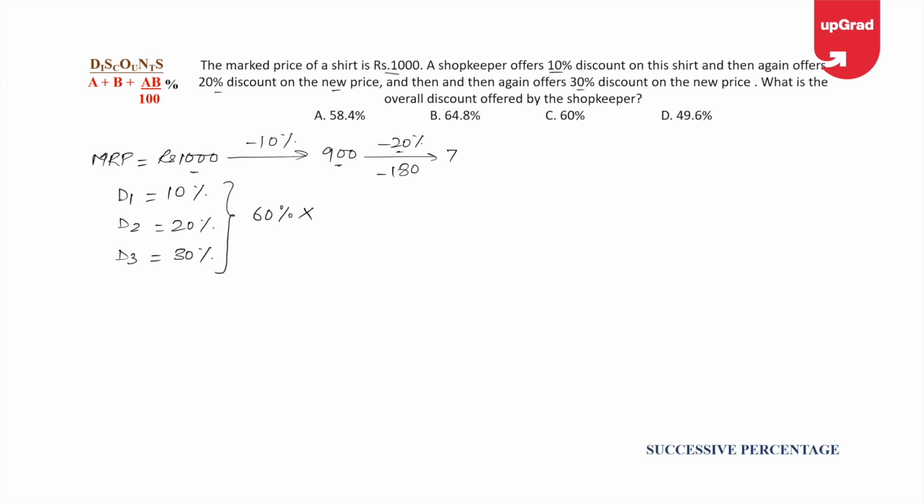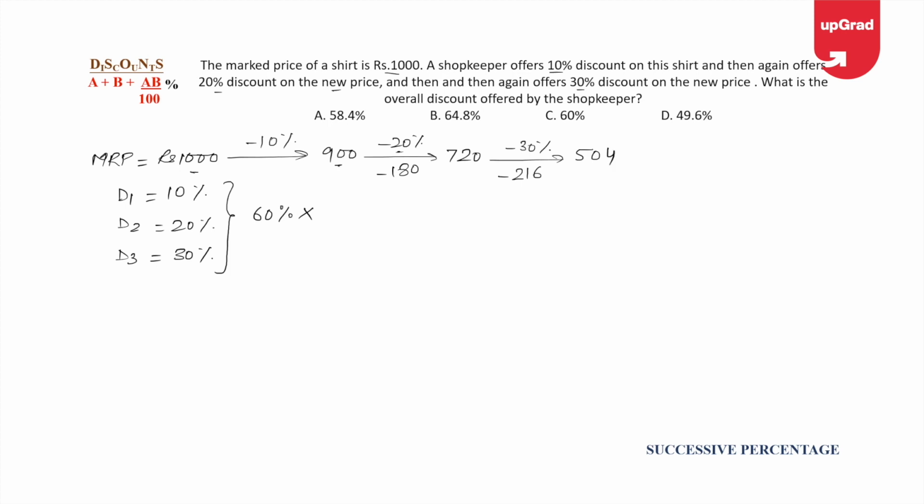So my value becomes 720 rupees. But there's one more discount and this time it is 30%. Now here people feel a little fidgety because 30% of 720, I know it has to be 216. So what am I left with? I am left with a value of 504 rupees.